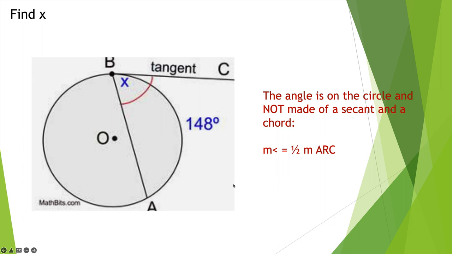So what's the measure of this angle? Well, we said the angle's on the circle, so the measure of the angle is half the measure of the arc. The arc it intercepts is 148 degrees. Okay, there's the 148. Cut it in half, 74.